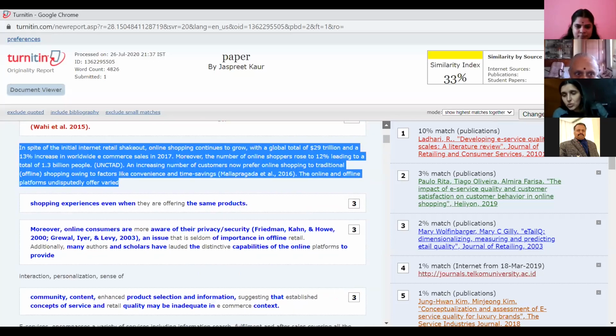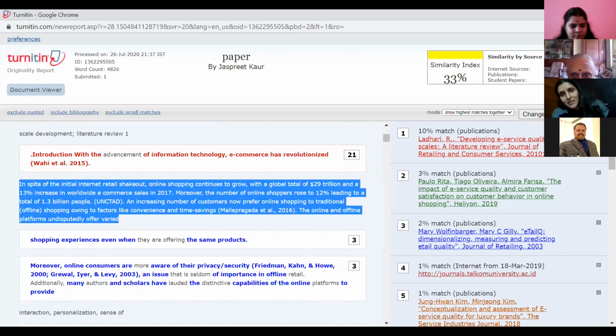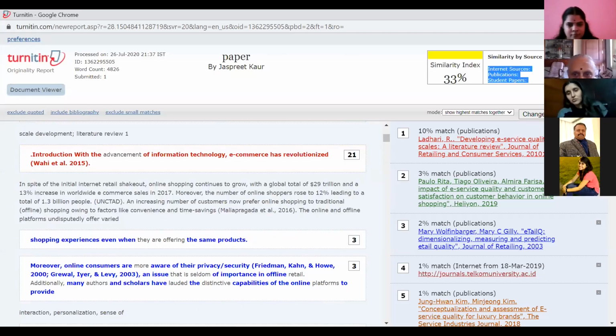Three by source. Okay, internet source 5%, publication student 26%. So if you had gone to an internet checker, it would have barely shown 5%. But in Turnitin, as I said, 33% is already here.